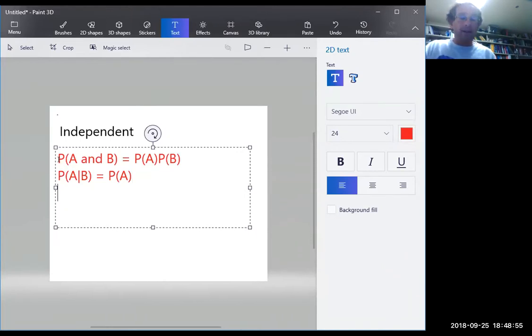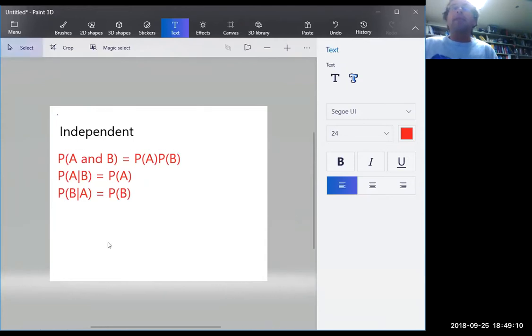And then the third is the probability of B given the information of A is equal to the probability of B. In other words, it doesn't matter which one you call A and which one you call B. And that's what it means to be independent. If one of these works, all 3 of them work. If one of them doesn't work, none of them work. Got it? So if you want to test for independence, what you need to do is find the one that looks easiest and try to do that one.